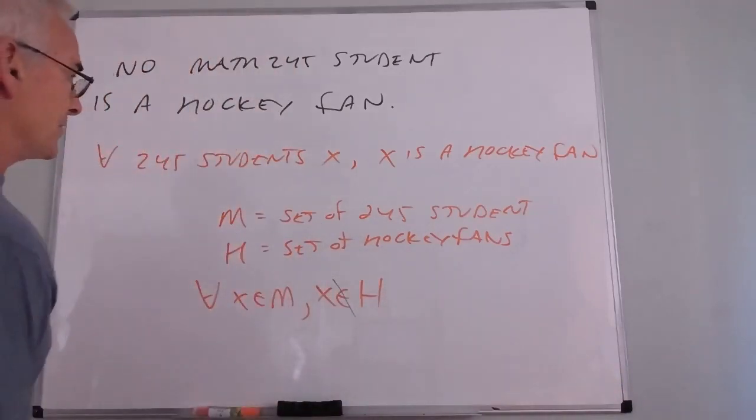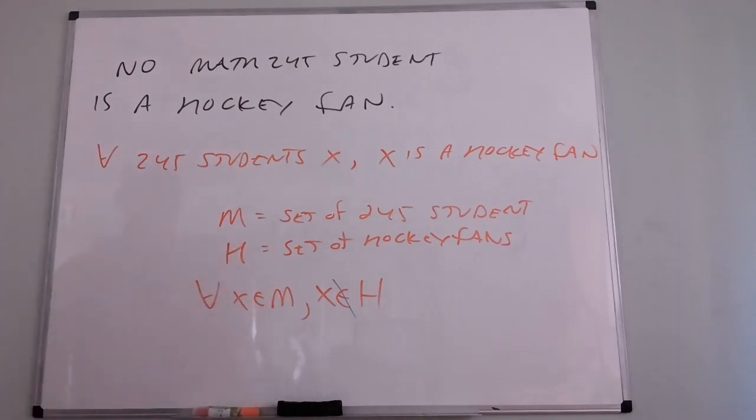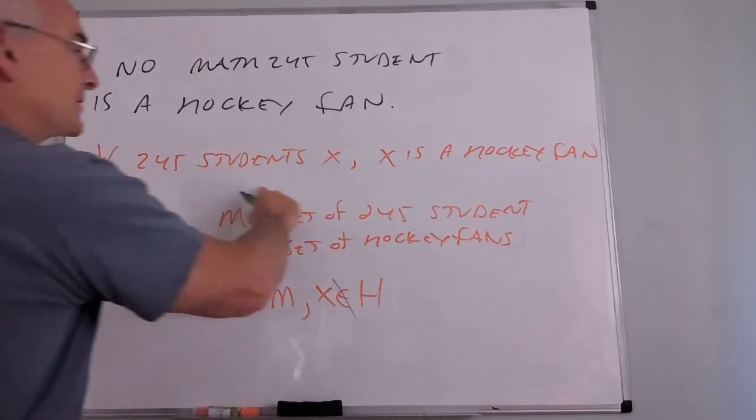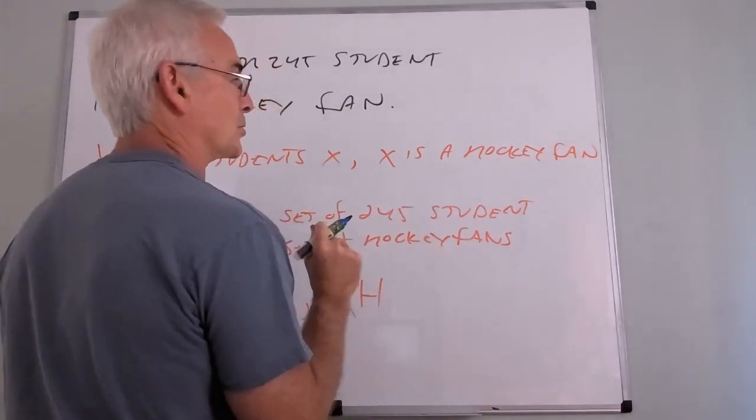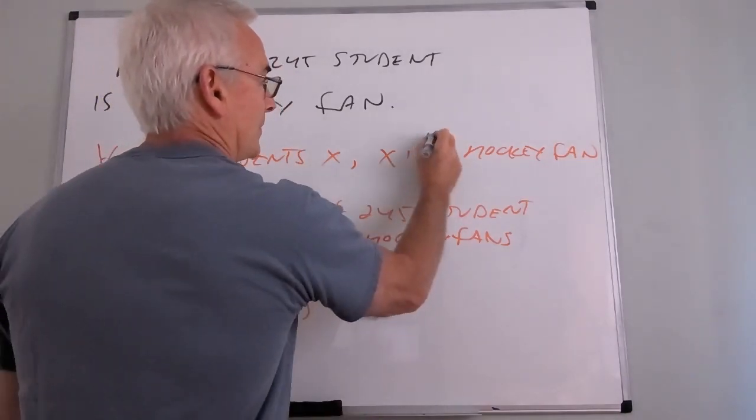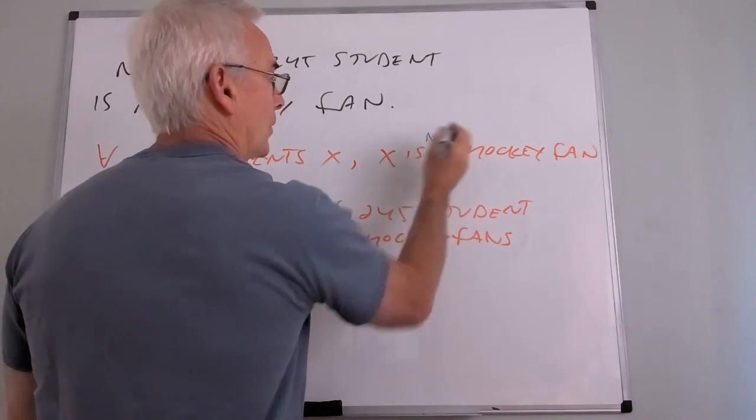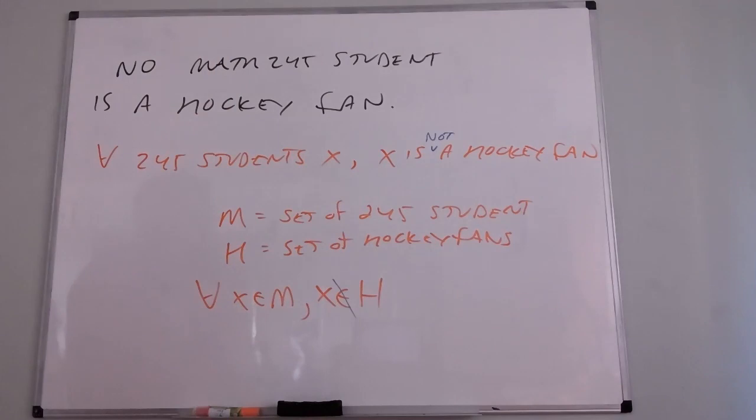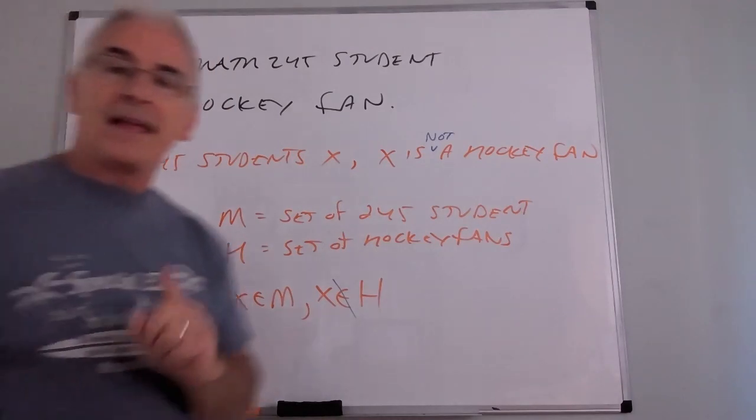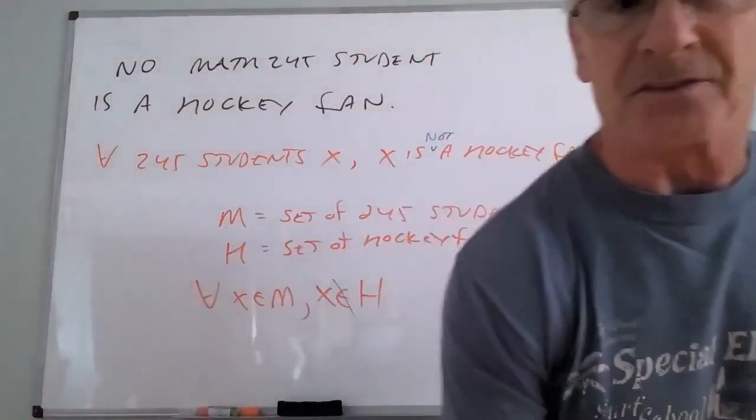So now let's go back to here. For all 245 students, X is, oh God, it just hurts to say, not a hockey fan. We know this isn't true, but that's not the point. Does everybody see how easy that was? So is the no, in a sense, universal?